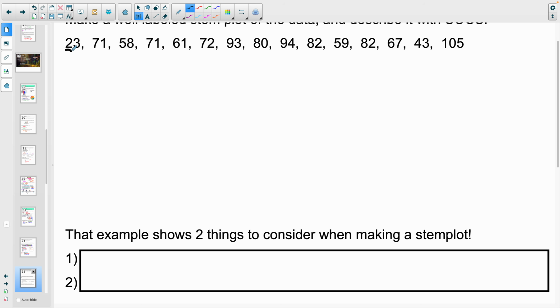And there's nothing smaller than 23. So my first stem is going to be a 2. Okay, and then we look for the biggest number in our list, which is 105, which means my biggest stem is going to be 10. Okay, so here's what it looks like. We go 2, 3, 4, 5, 6, 7, 8, 9, 10. Okay, and once you have that, then you go ahead and draw your line down the middle. And then we should title this thing, right? It says essay scores.